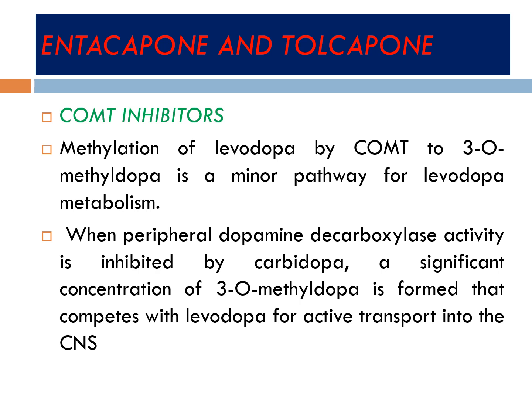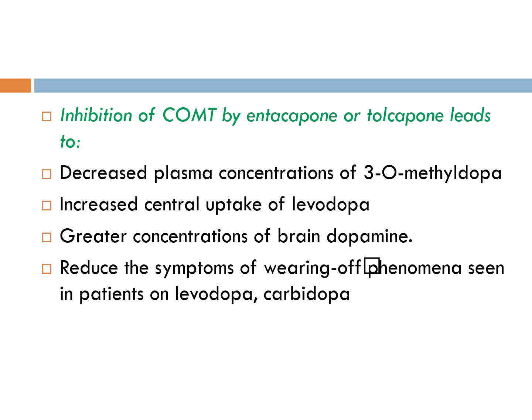So this rationale is also very important. This can also be asked in the exam. Why do we combine levodopa with COMT inhibitors? If we inhibit the COMT enzyme, what is going to happen? There will be decreased plasma concentration of 3-O-methyl dopa, which was the important competitor for levodopa. Then there is increased central uptake of levodopa, greater concentrations of brain dopamine, and reduced symptoms of the wearing-off phenomenon seen in patients on levodopa and carbidopa.